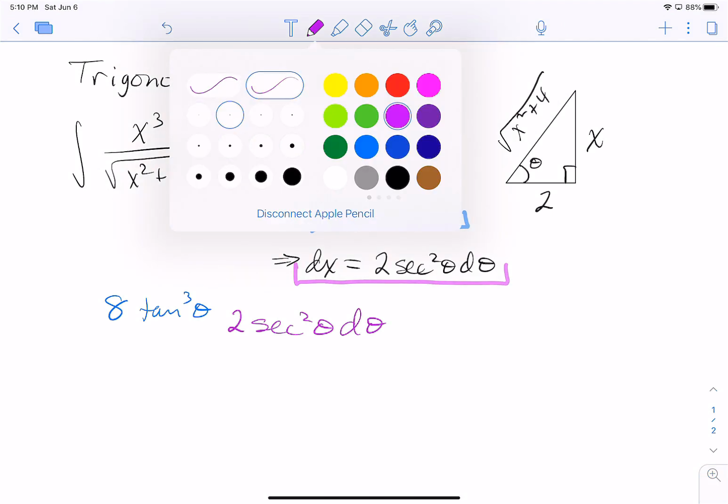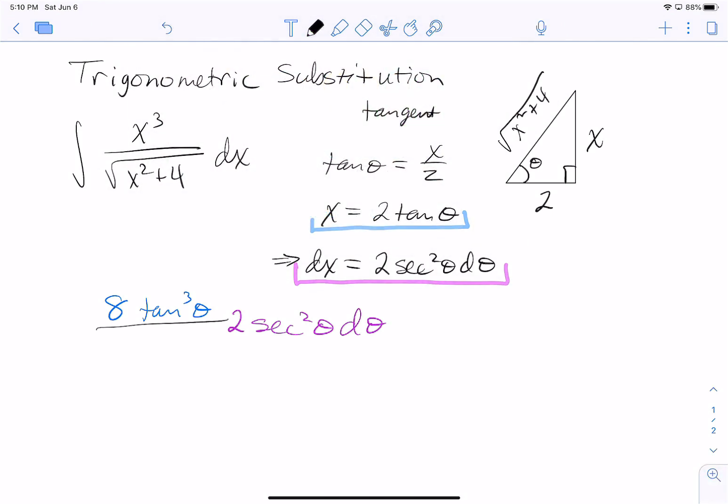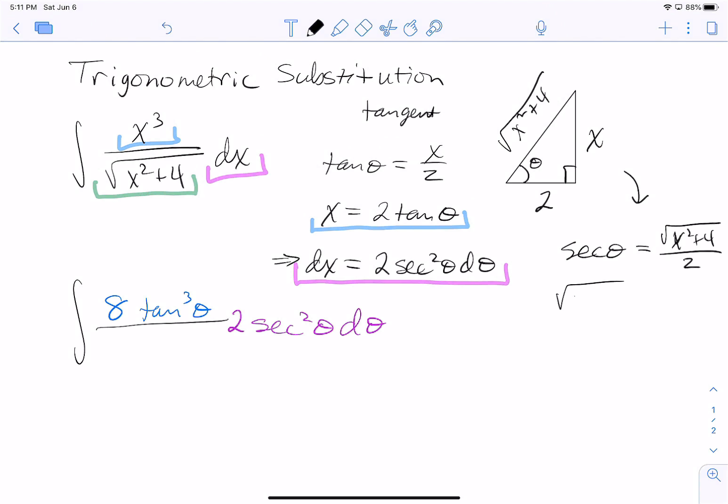And now what we have left to replace or substitute in our integral is the square root of x squared plus 4. Turning to the triangle, we can see that the secant of theta is equal to the square root of x squared plus 4 over 2, and it follows that the square root of x squared plus 4 is equal to 2 times the secant of theta. Using that, we can replace the square root in the denominator.